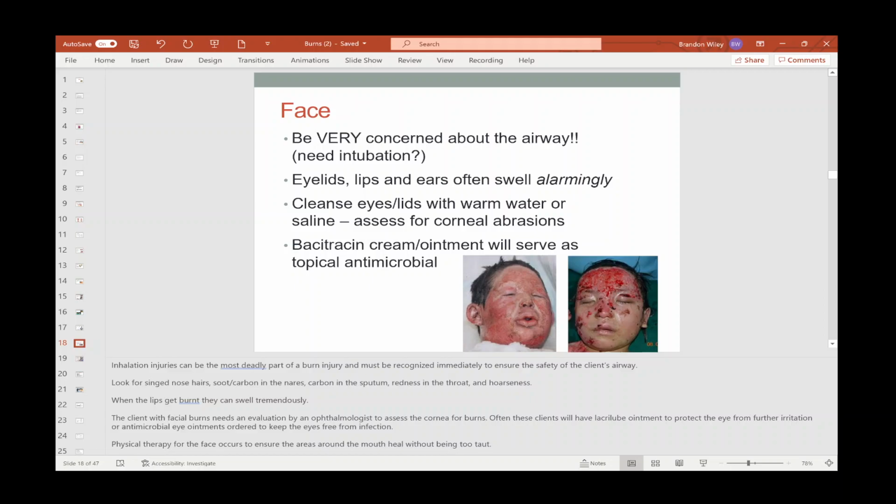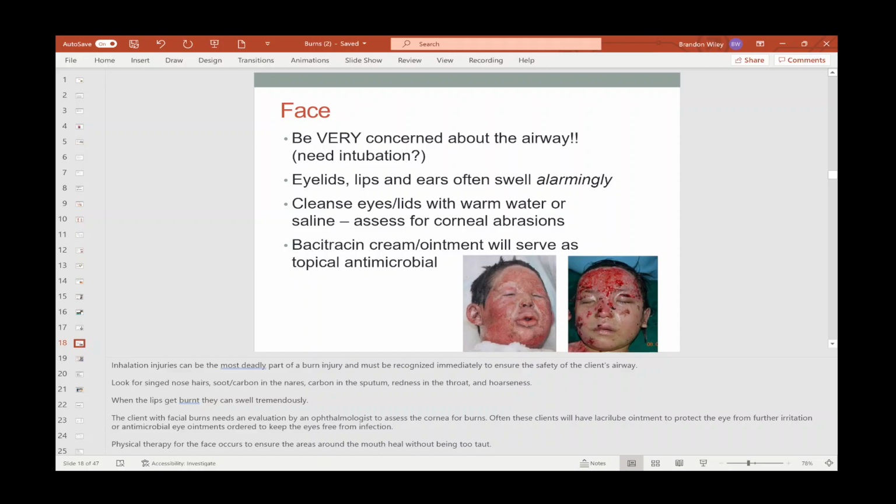So, when you have a burn, there's a few areas that we really need to be concerned with. Obviously, the face is a problem, right? Okay, so why is the face such a problem?